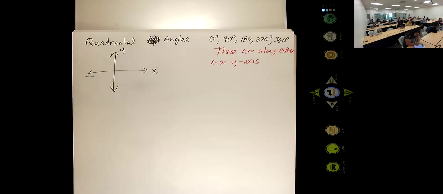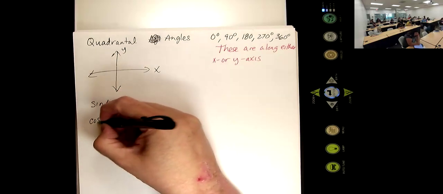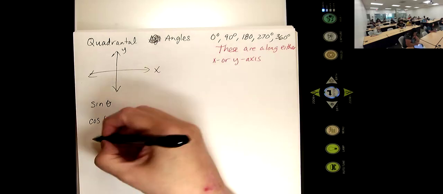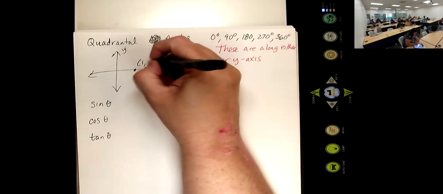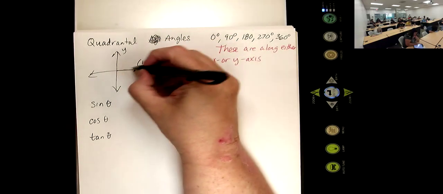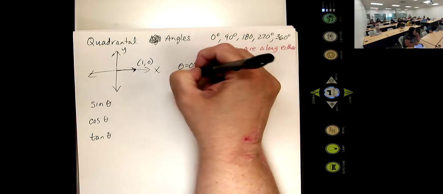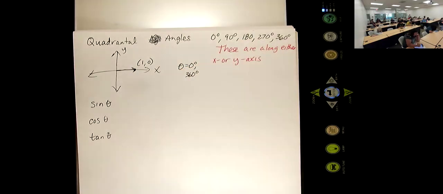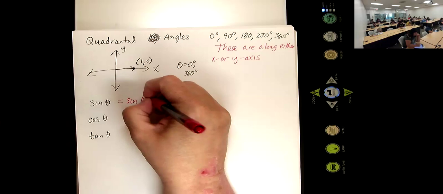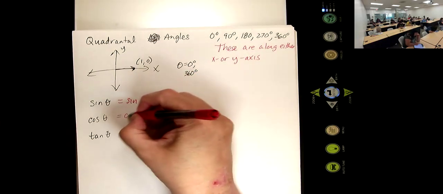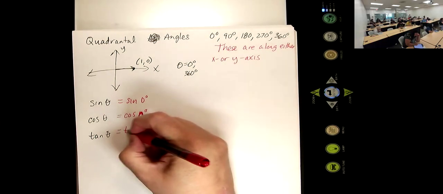So if we look at sine theta here, let's just pick a couple points. Let's start with 1, 0. 1, 0 is right here, which means my ray is pointing directly to it, and theta equals 0 degrees, or we could do 360 degrees. So this is like saying sine of 0 degrees, cosine of 0 degrees. Oop, I put theta in. Tangent of 0 degrees.